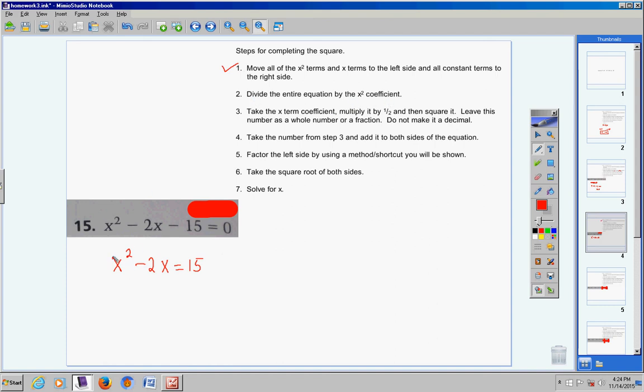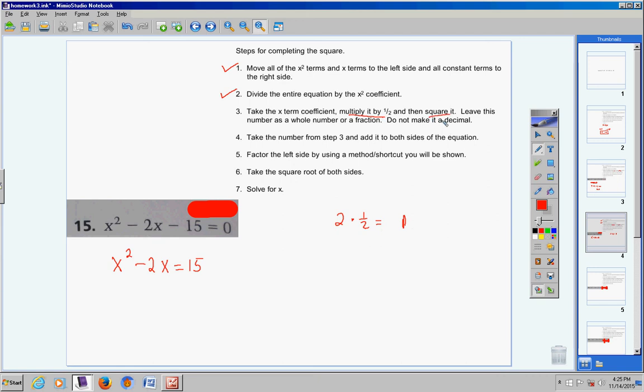Step 2, divide the entire equation by the x squared coefficient. Well, the x squared coefficient is 1, so there's no need to do that. Step 3, take the x term coefficient, which is 2 right here. Multiply it by 1/2 and then square it. I'm not worried about the sign. So my x term coefficient is 2. Multiply it by 1/2, and you get 1.